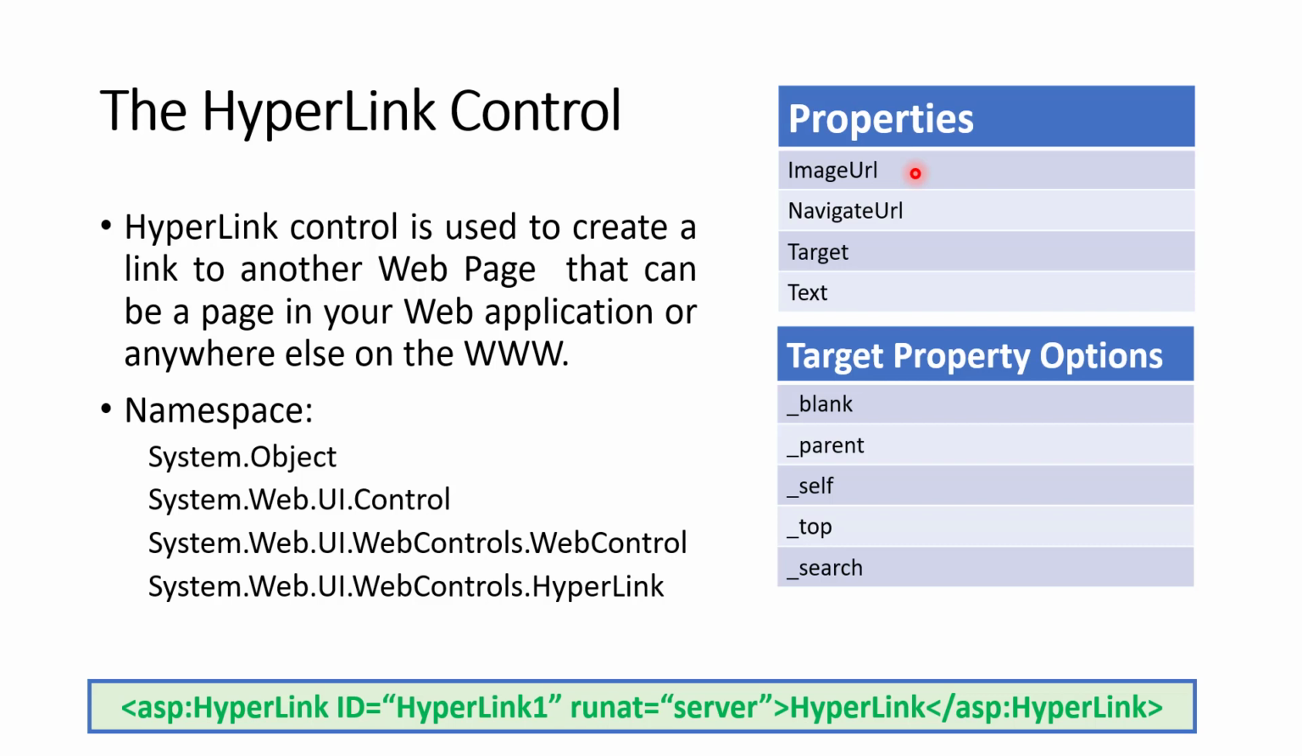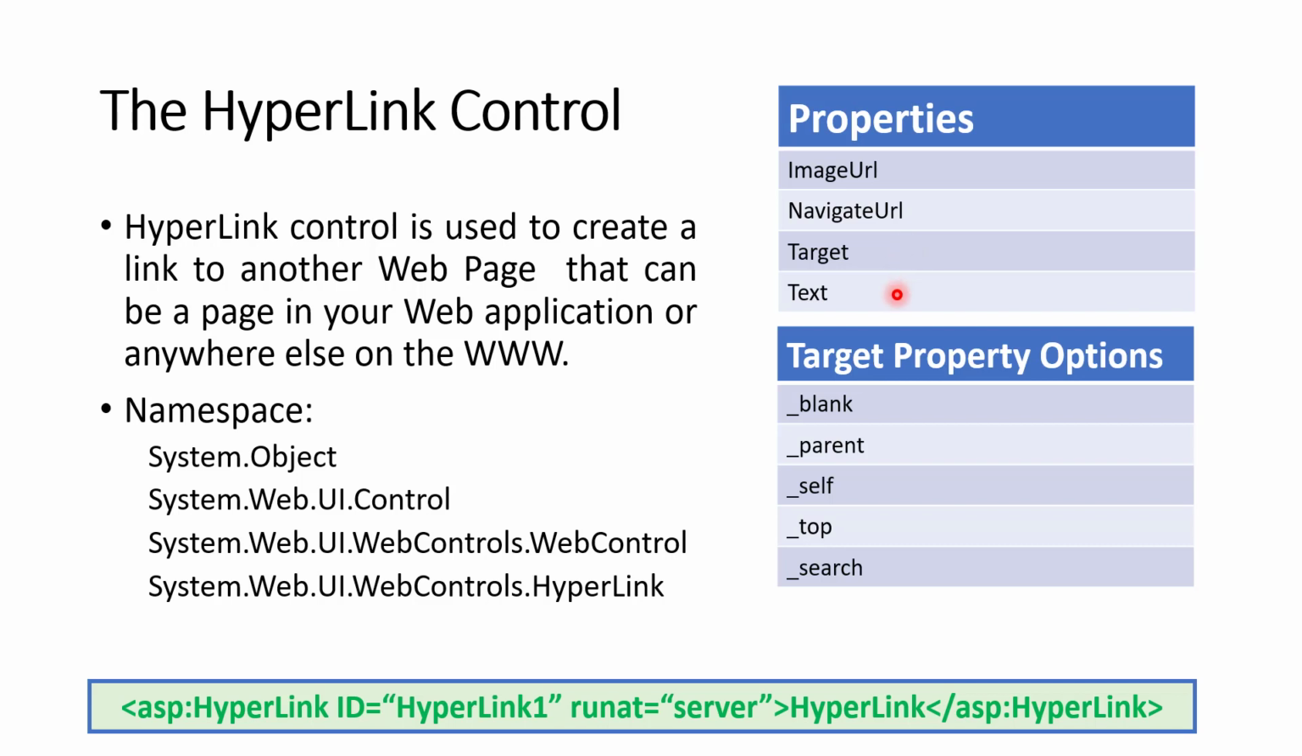Is used to obtain the path to an image to be displayed for the hyperlink control. Next is NavigateUrl. It is used to obtain the URL to link to a web page when the hyperlink control is clicked. Next is the Target property. It is used to obtain the target window to display the web page data when the hyperlink control is clicked.